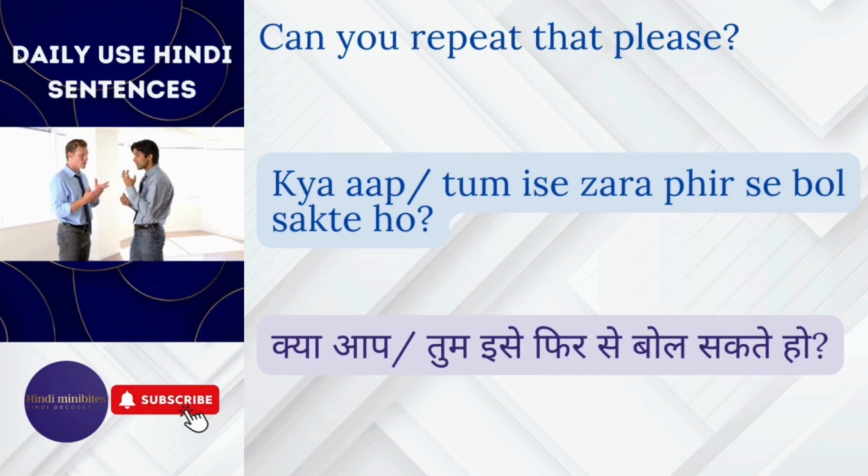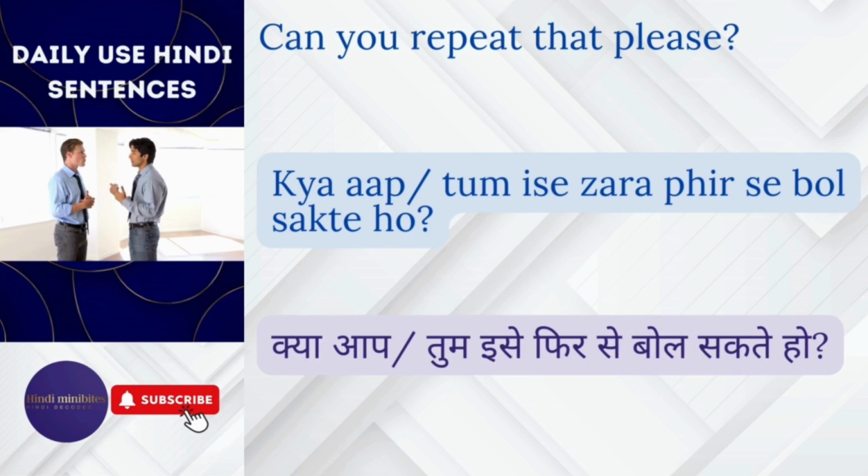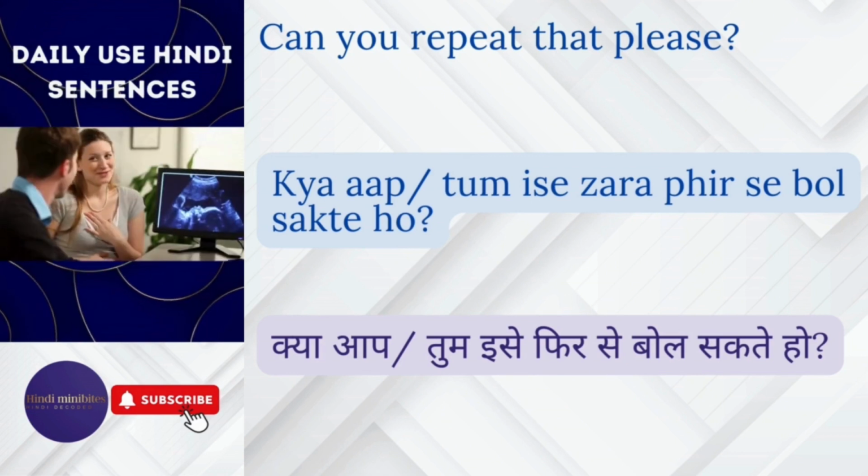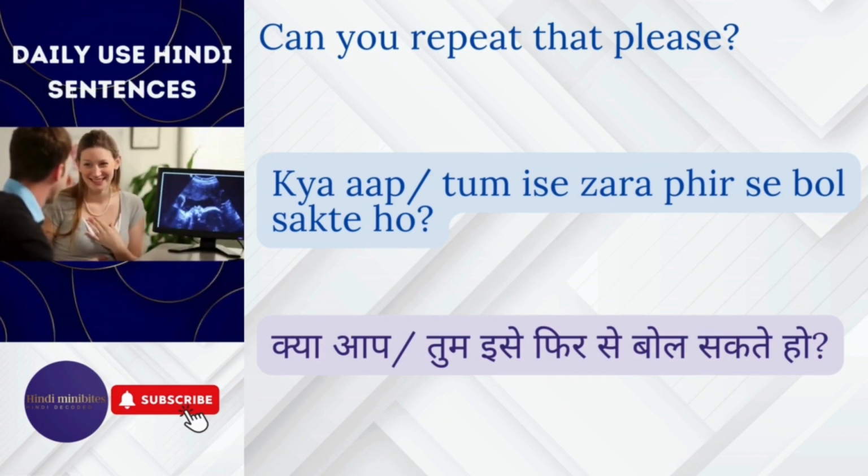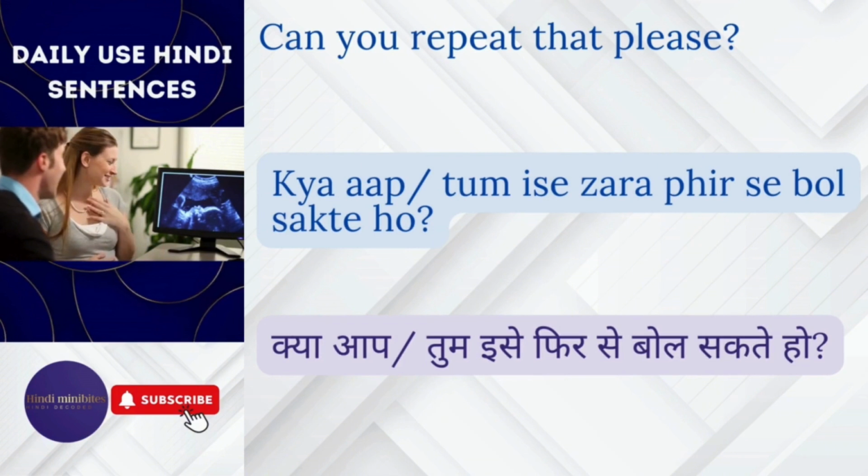Quick word meanings here. क्या means what, आप और तुम means you, इसे this, ज़रा a little, फिर again, से with, बोल speak, सकते हो can.